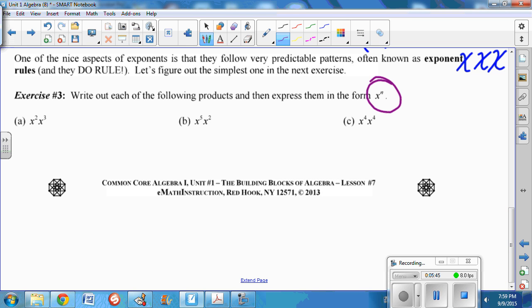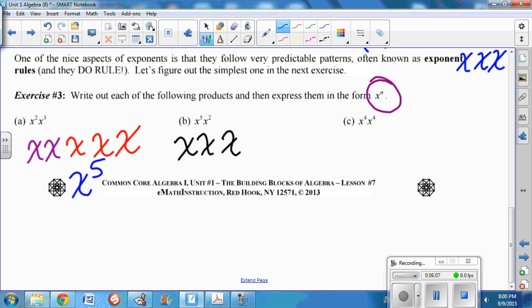So x squared, x to the third means x squared, so x times itself twice, and then that x to the third. So really, what does that mean? It's just another way of saying x to the fifth. So you guys, I'm sure, will pick up on the pattern quickly. It's happening here. So x to the fifth times x squared.